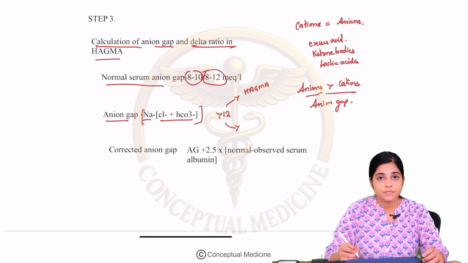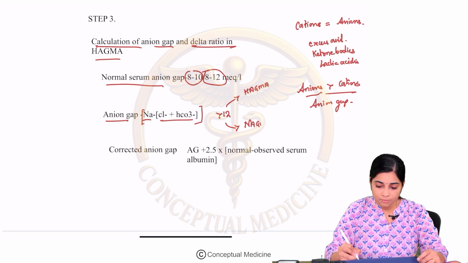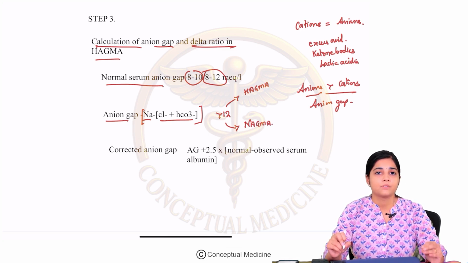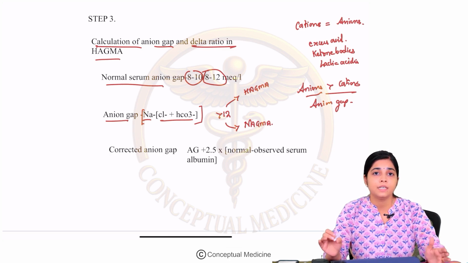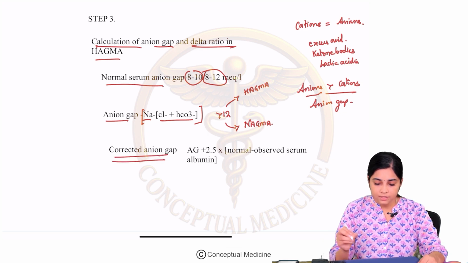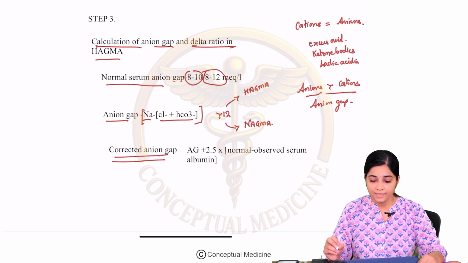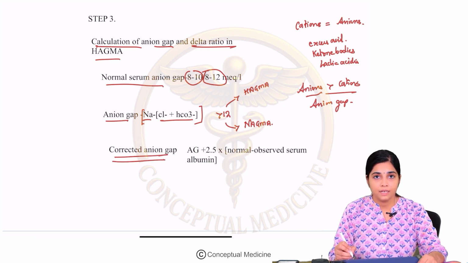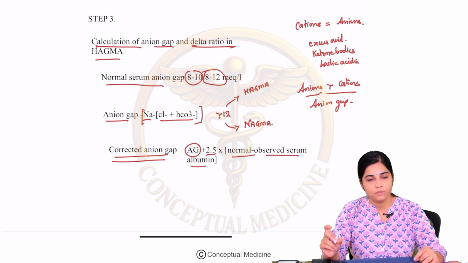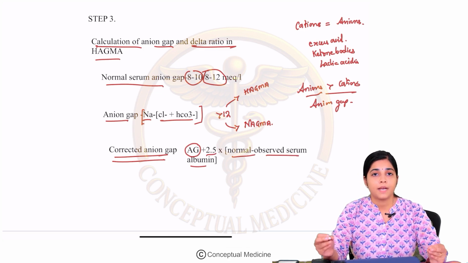If the anion gap is in normal range, then you have your normal anion gap metabolic acidosis. Your normal anion gap metabolic acidosis we have dealt with in detail in your metabolic acidosis chapter. How do you obtain a corrected anion gap? The anion gap has to be corrected for albumin levels. The corrected anion gap is given by anion gap plus 2.5 times normal minus observed serum albumin.